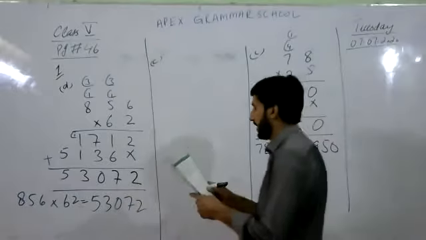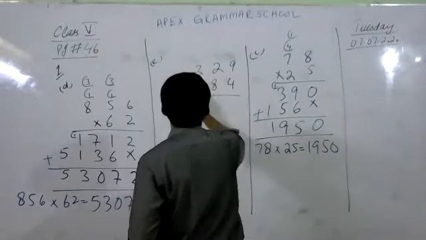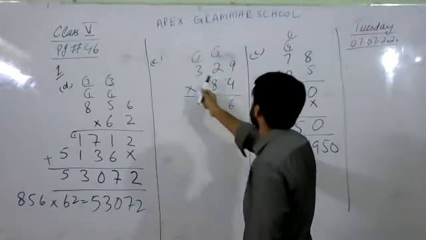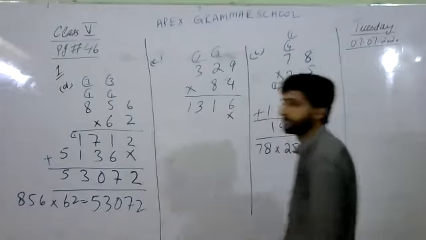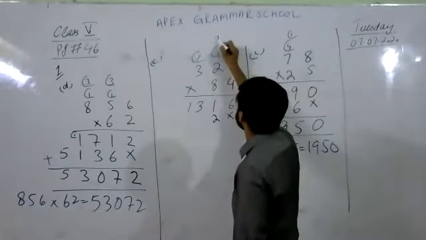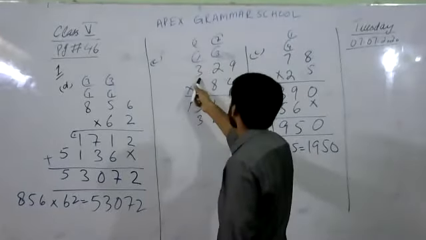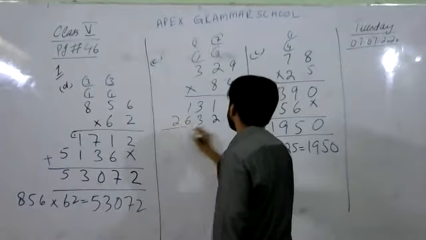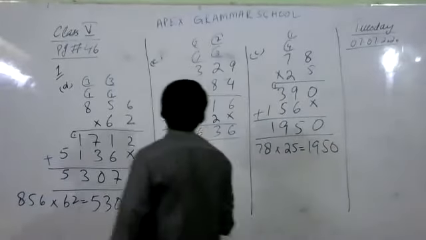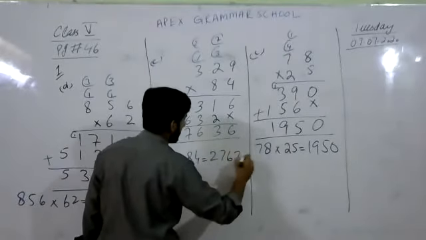E part of this question is 329 into 84. 4 times 9 is 36, 3 carry. 4 times 2 is 8 and 3 is 11, 1 carry. 4 times 3 is 12 and 1 is 13. 8 times 9 is 72, 7. 8 times 2 is 16, 16 and 7 is 23, 2 carry. 8 times 3 is 24 and 2 is 26. 6, 3, 6, 7, 2. So 329 into 84 equals 27636.